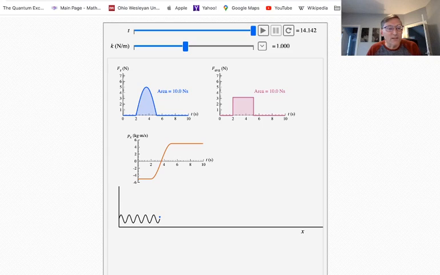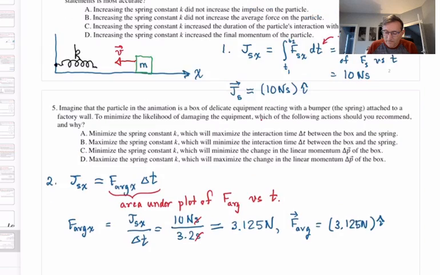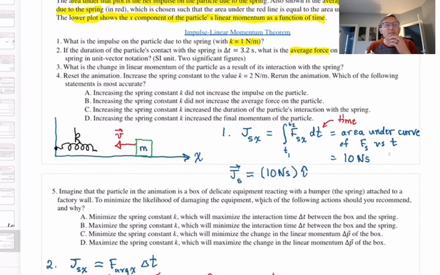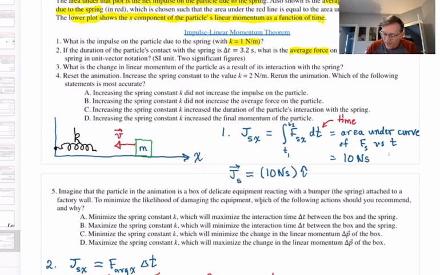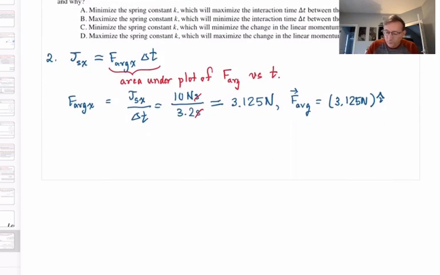Now, let's go on to the next question. Question 3. Bring that down just a little more. What is the change in linear momentum of the particle as a result of its interaction with the spring? Change in the linear momentum. That's 3. I will be even more careful and denote it like that, delta p sub x. It's the change in the x linear momentum, because the motion's along x.